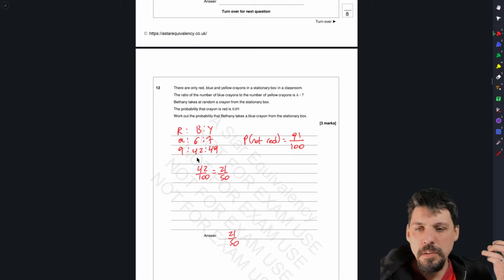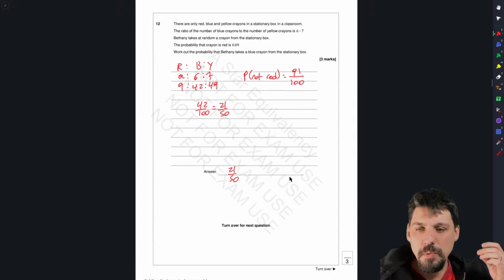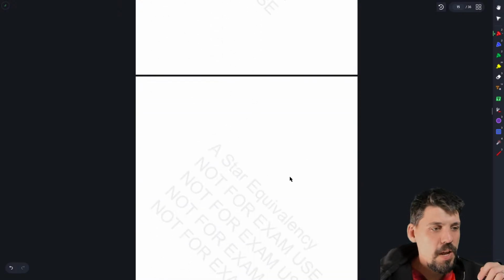Into 91. Those do add to 91, 7 times 7. That means that's a 9 to 42 to 49. So it's 42 out of 100 for the blue crayons. Out of 50, yes. Cool. Right, paper 2.